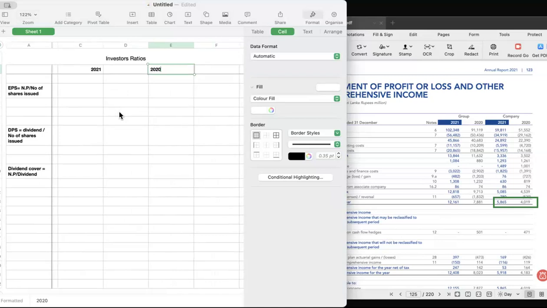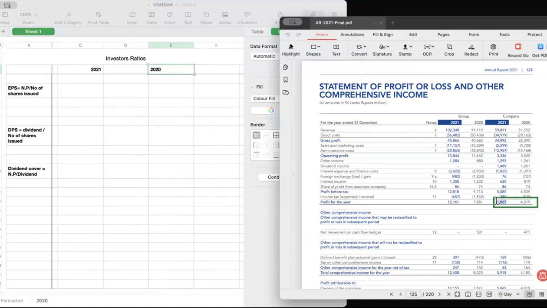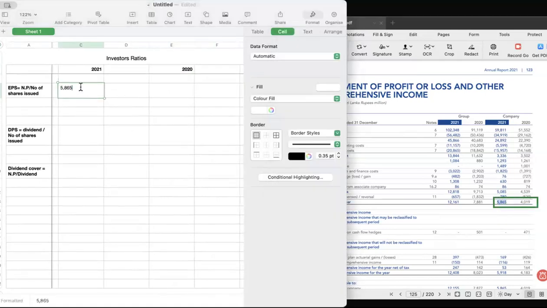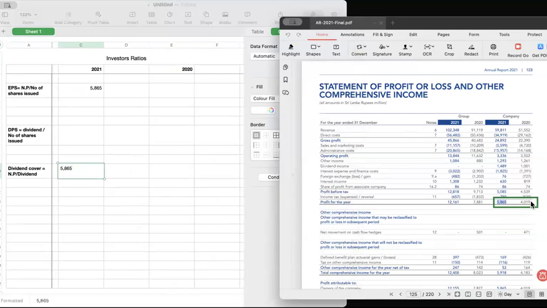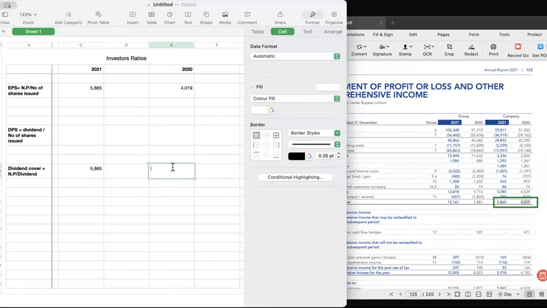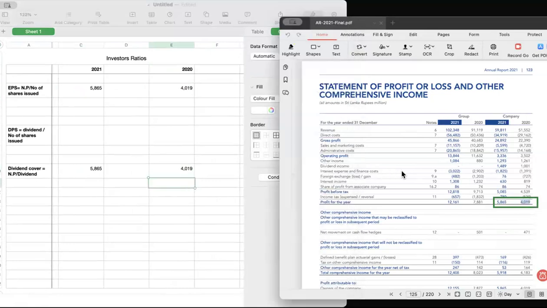All right, 2021 and 2020. So I'm going to take the net profit for 2021, 5865, and then we also have the net profit over here. So I'm going to copy paste both cells. There you go. And now we have to find the number of shares issued.